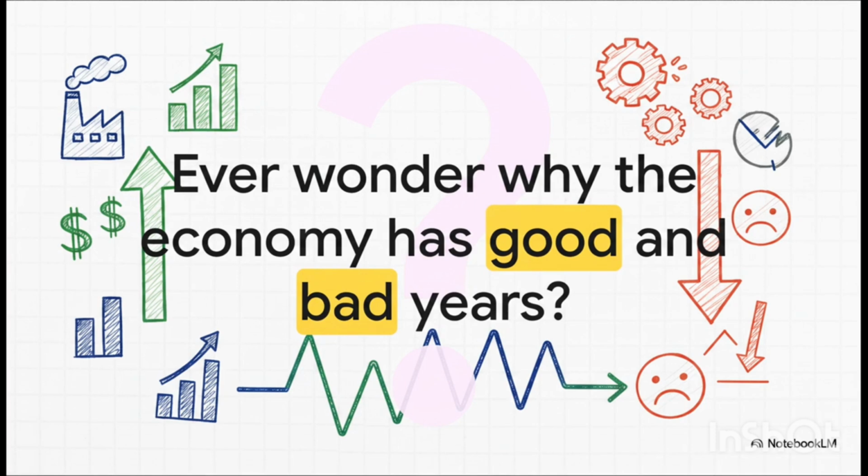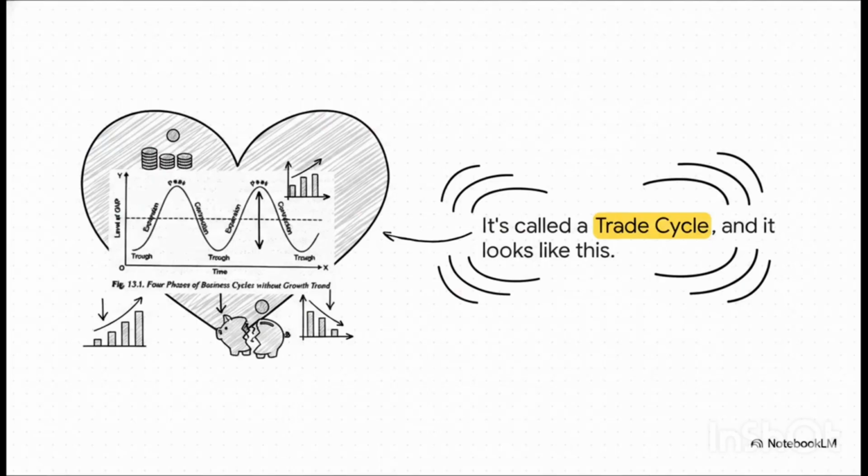Let's jump right in. You have probably wondered about this, right? One year it feels like jobs are everywhere and businesses are booming, and then the next, all you hear about are cutbacks and slowdowns. Well, it's not just random, there's actually a pattern to all this madness, and this wave-like pattern you see here is called the trade cycle. Basically, economists call it the trade cycle or sometimes the business cycle. And really, understanding this is key to understanding how our whole economic world works.